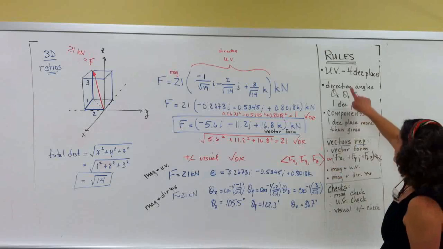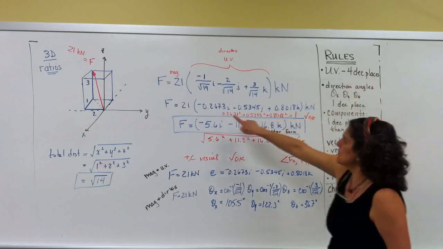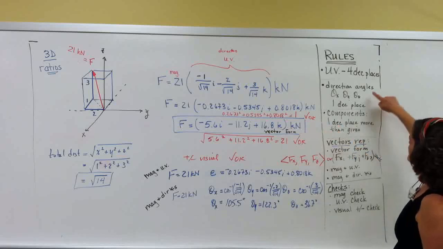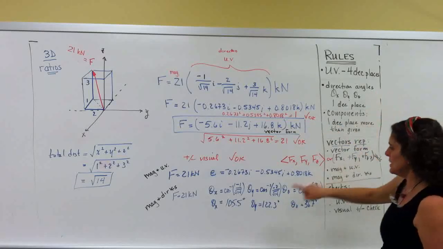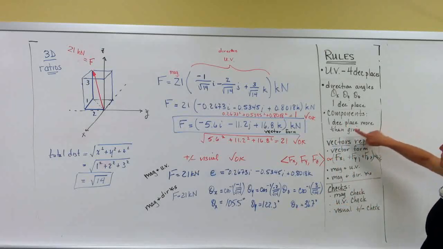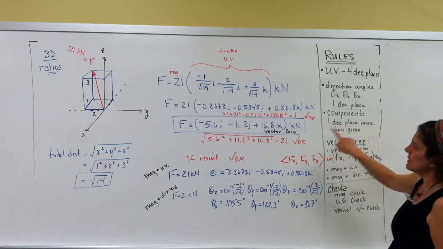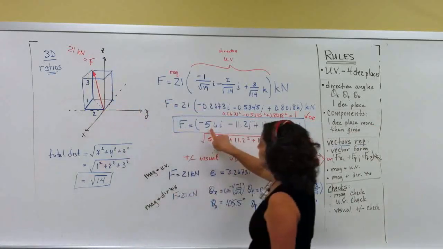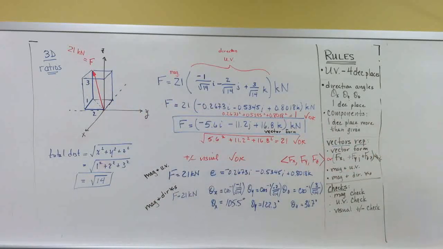Are we following the right rules? Unit vector is 4 decimal places. Have it listed as 4 decimal places. Direction angles, 1 decimal place. 1, 2, 3. Components, 1 decimal place more than given. We were given 21 kilonewtons, no decimal place. Our value is represented to 1 decimal place.